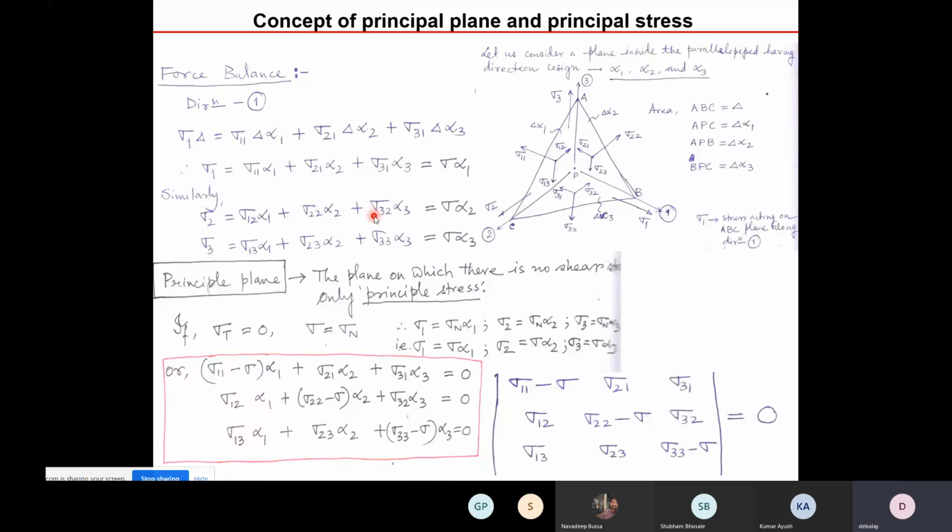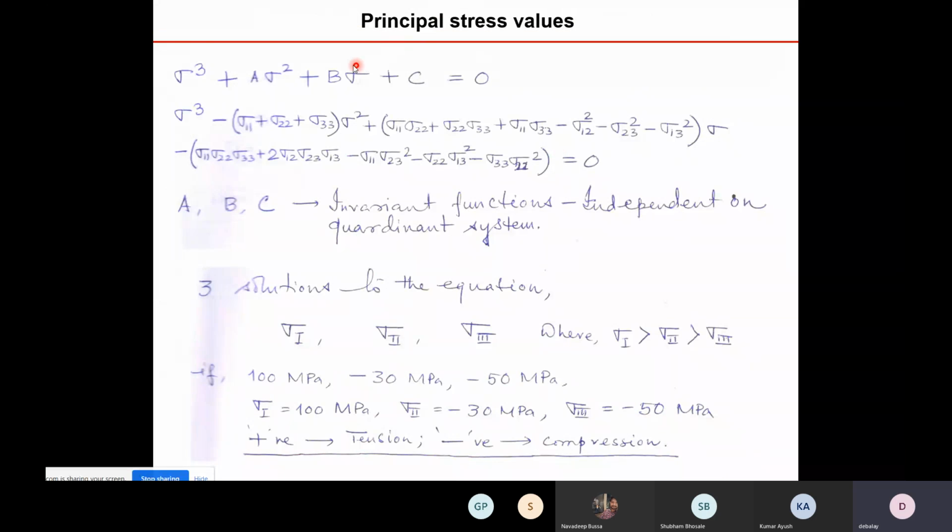And if we take sigma on the other side, it becomes sigma 1 1 minus sigma alpha 1. So the 3 equations become this, and to solve the 3 equations, their determinant can be equal to 0. So now if I expand that determinant, it comes into sigma cube plus a sigma square plus b sigma plus c equal to 0 form, where a, b, c are absolute numerical values, because sigma 1 1, sigma 2 2, sigma 3 3, these stresses are actually the absolute values.